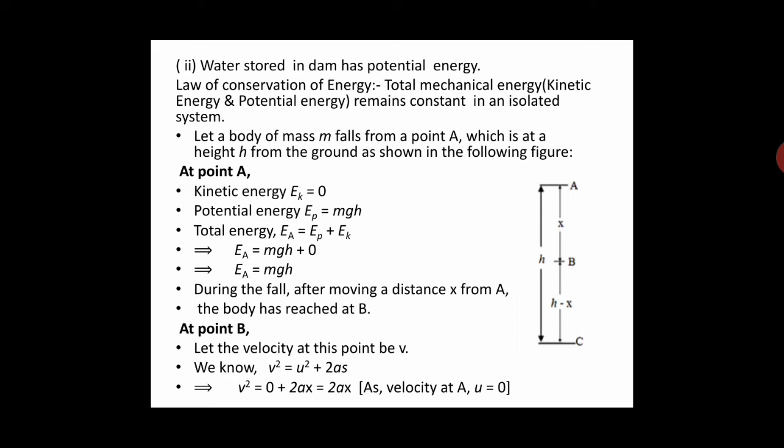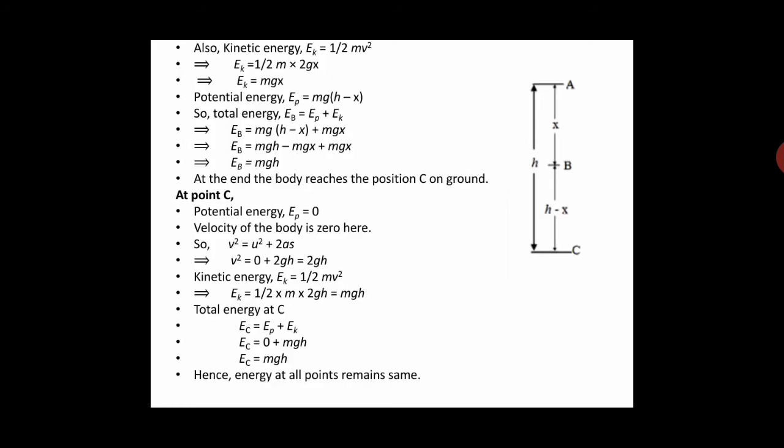Now, during the fall, after moving a distance x from A, the body reaches a point B. At point B it will possess some kinetic energy because it has traveled some path. To calculate the velocity at B, we use the equation v squared equals u squared plus 2as. As the initial velocity is 0, v squared equals 2gx. Putting this in the kinetic energy equation, the kinetic energy is mgx.